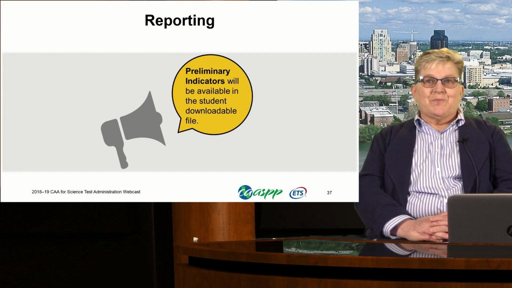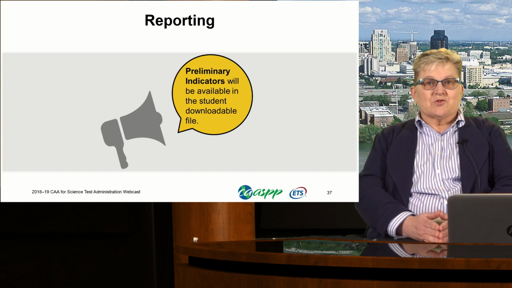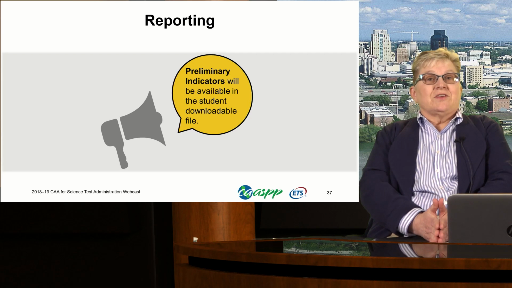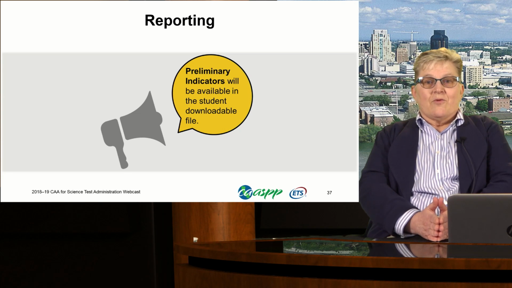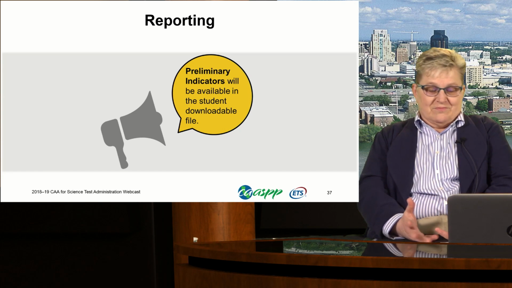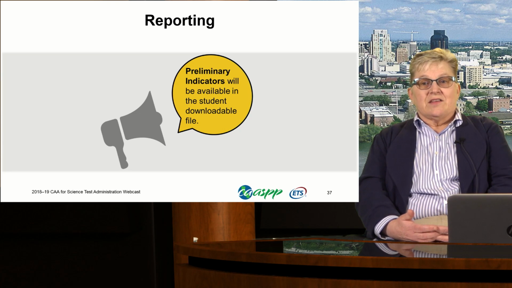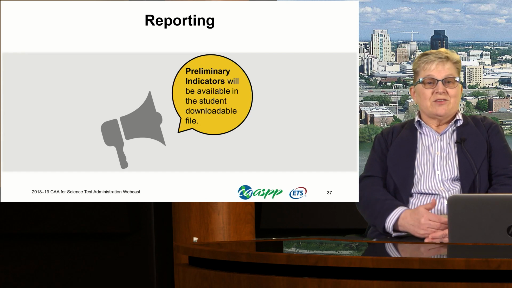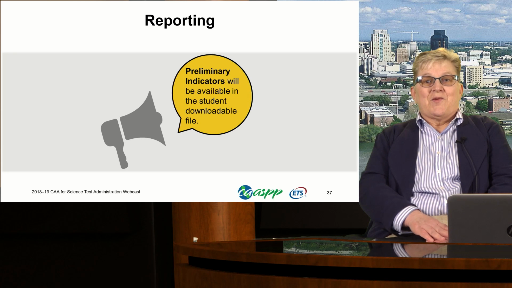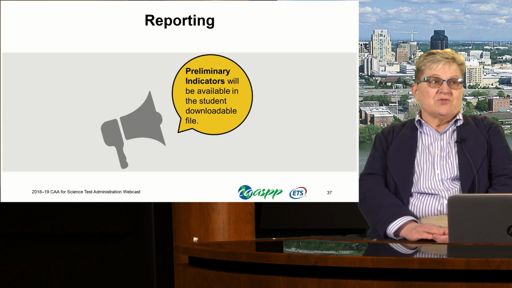So reporting. This next year, the 2018-19 school year, is our field test year, and we are going to be reporting preliminary indicators again. However, the preliminary indicator percent correct and indicator category levels will be provided in the student downloadable file, and that will be available sometime in the fall. So again, instead of having to manually calculate the scores like you do this year, next year it will be part of the student downloadable file.